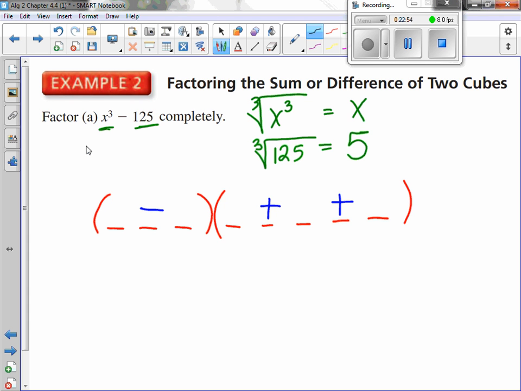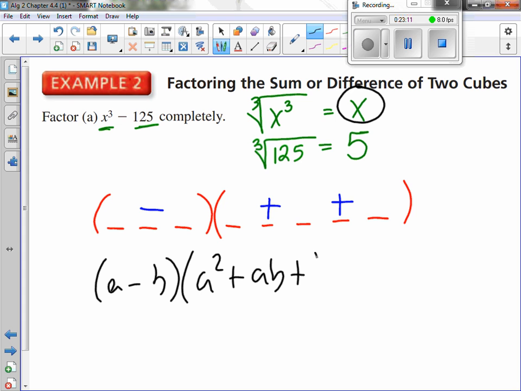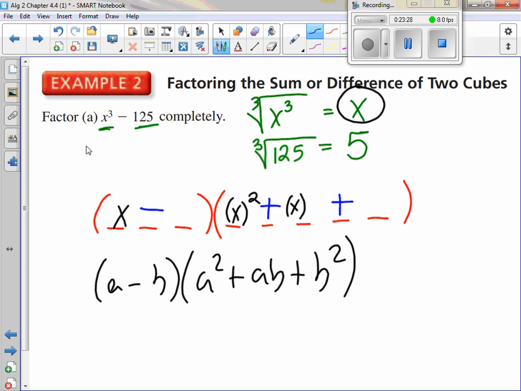Any questions on this so far? Okay, now our a term is going to be x. In the general equation, it was a minus b, a squared plus ab plus b squared. For us, a is just x. So we would have x. Here, this would be x squared. Then we'd have x to the first, and then no x. X in the first spot. We move over to the second set of parentheses, so x squared, x, no x.